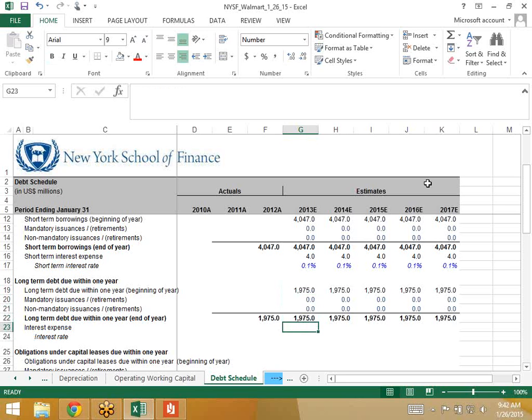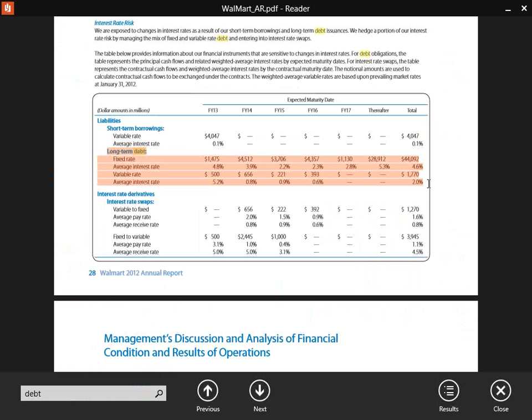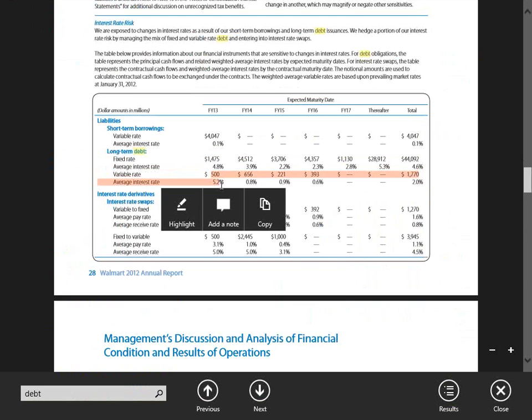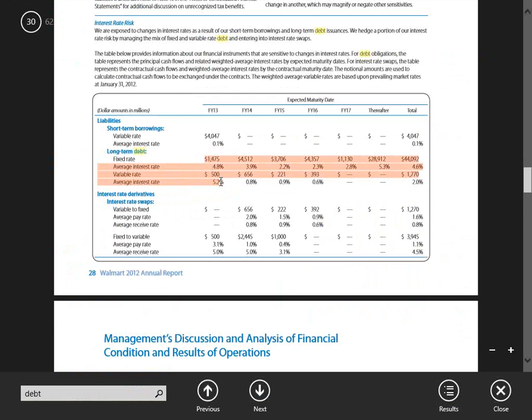So what I did was I backed into what the implied interest expense would have been if I took the 1475, multiplied it by the 4.8%, plus the 500 at 5.2%. What is that implied interest expense? And then divided to get the implied interest rate. It's one way. There's a couple ways to do it. But I took basically a weighted average.